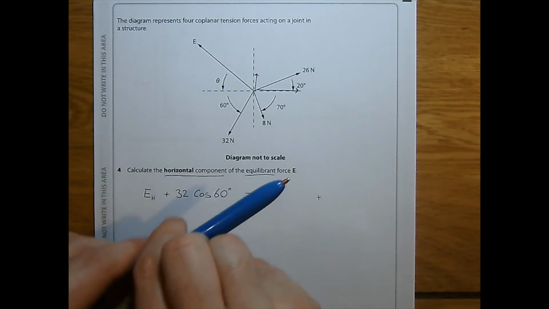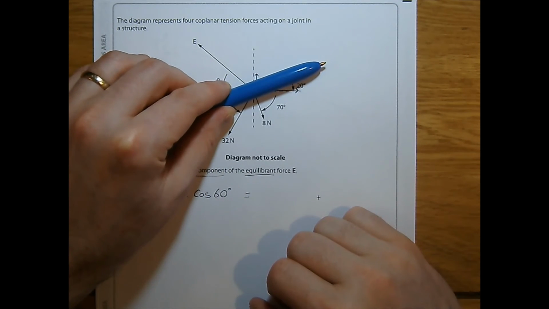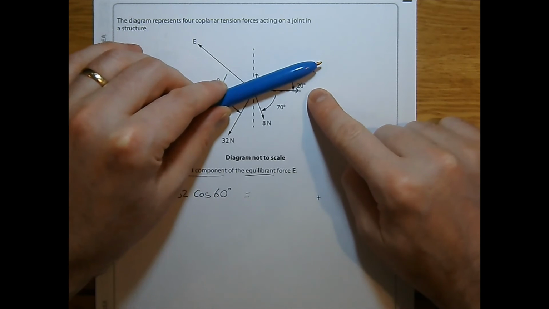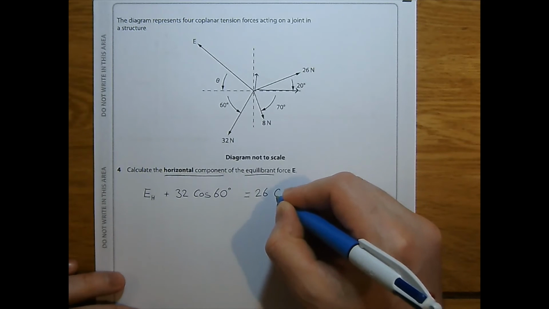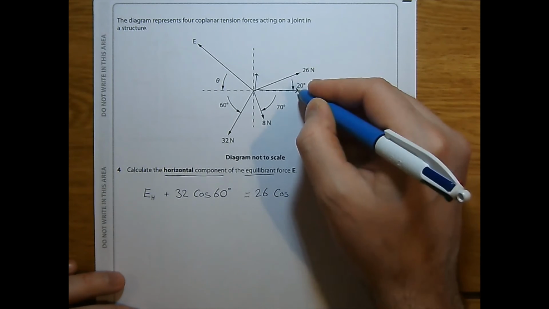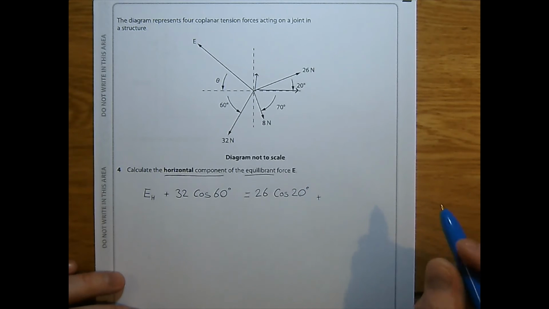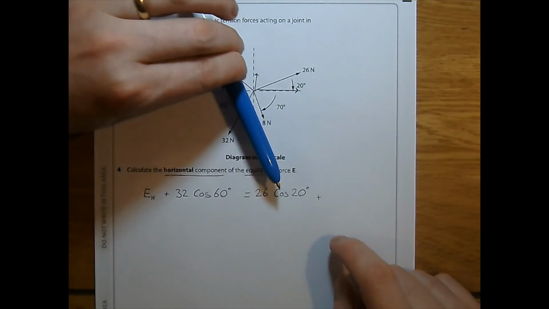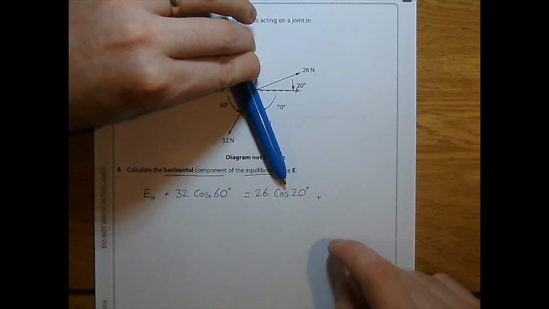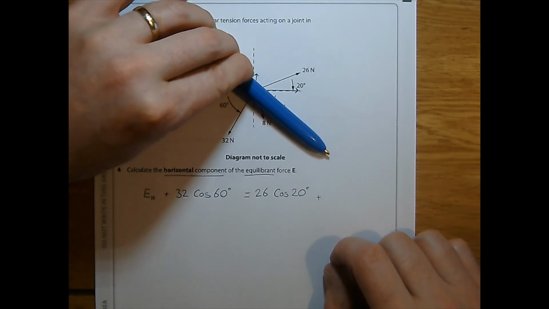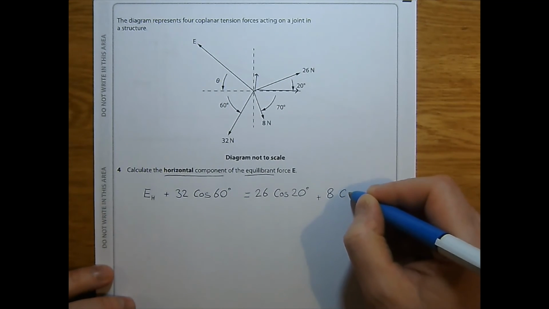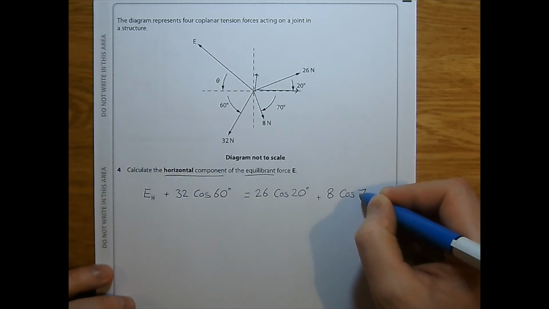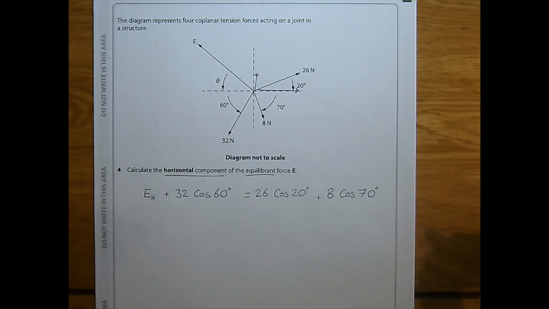Over here, this 26 newtons, to take it to the horizontal, that 20 degrees, I have to close that down. So again, that's cos, and it's 20 degrees. And this 8 newtons. Again, to get it to the horizontal, up here, I have to close down that 70. So that's 8 cos 70 degrees. Now in all three cases here it's been cos, which for a teaching example isn't ideal.